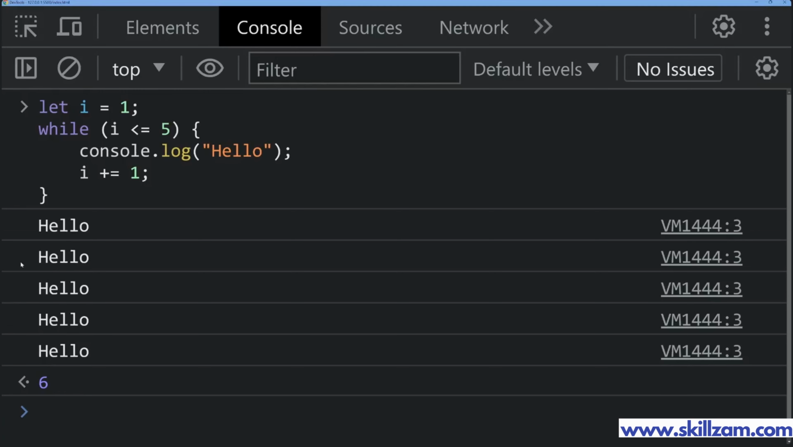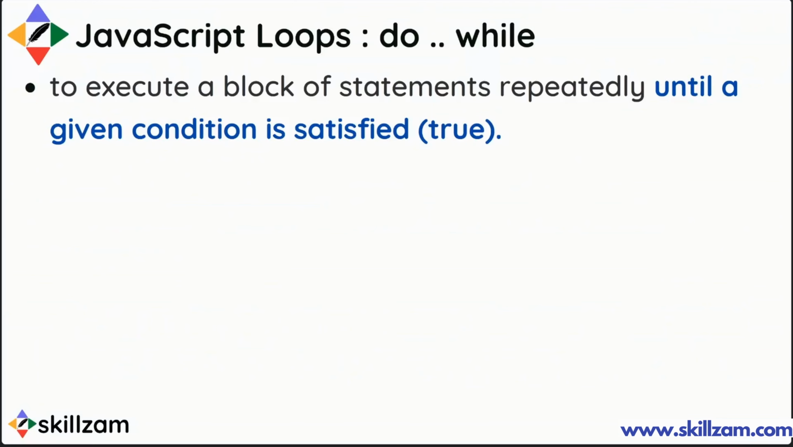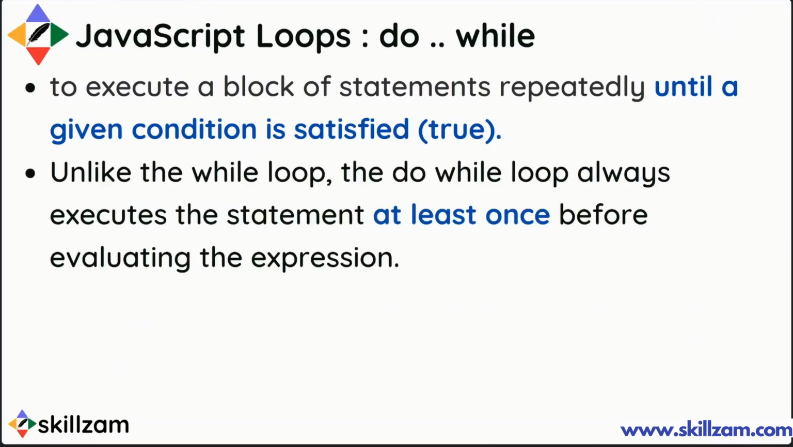Here this while loop can do the same thing of printing hello 5 times. Now, with that being said, there is also another loop in JavaScript known as the do while loop. The do while loop will also execute a block of statements repeatedly until the condition is true, like the while statement. But the only difference is that the do while loop will execute at least once. So the minimum number of times the do while loop executes is 1 time.